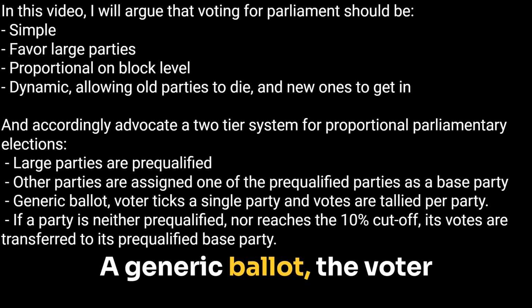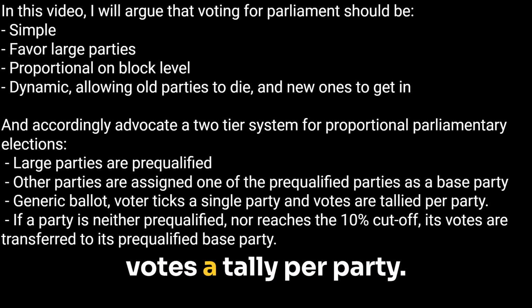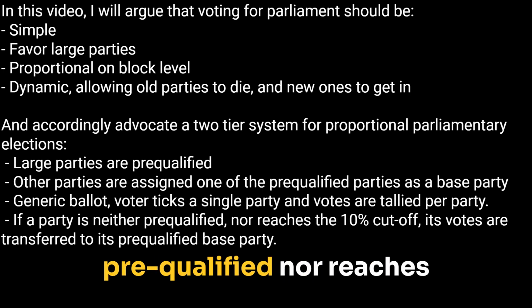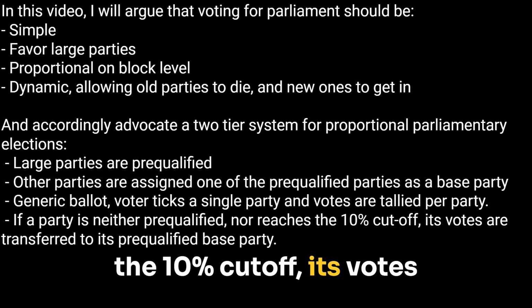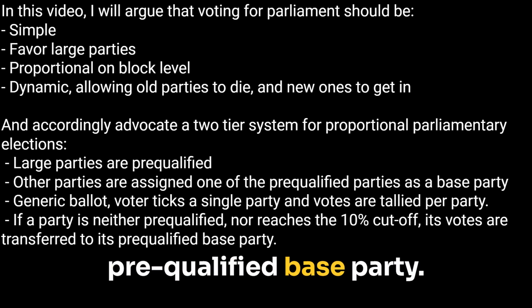With a generic ballot, the voter ticks a single party and votes are tallied per party. If a party is neither pre-qualified nor reaches the 10% cutoff, its votes are transferred to its pre-qualified base party.